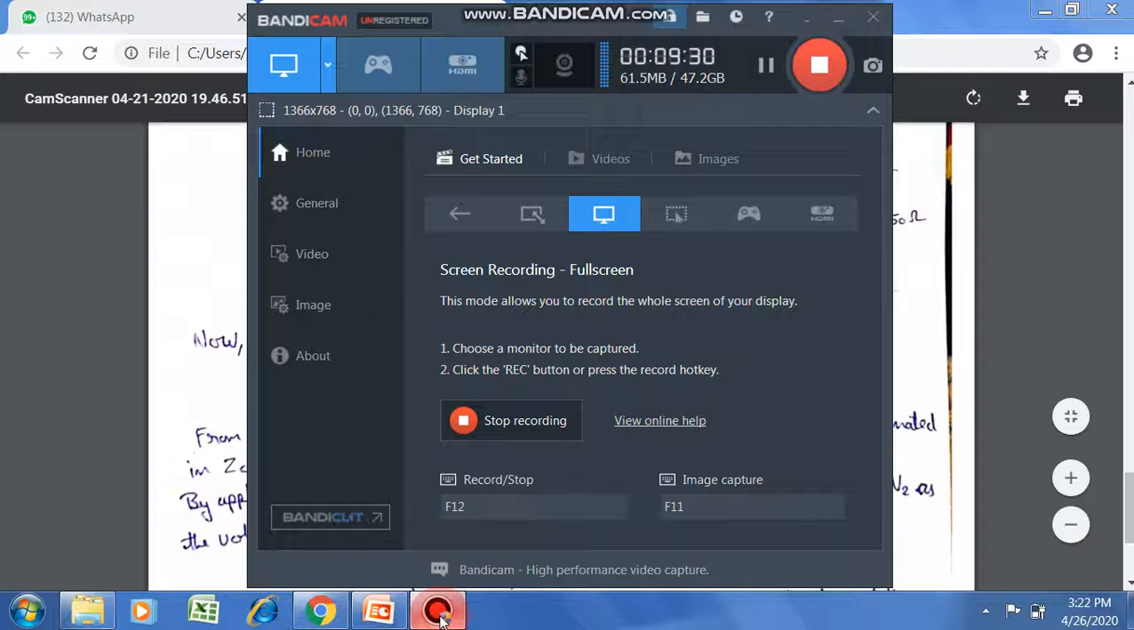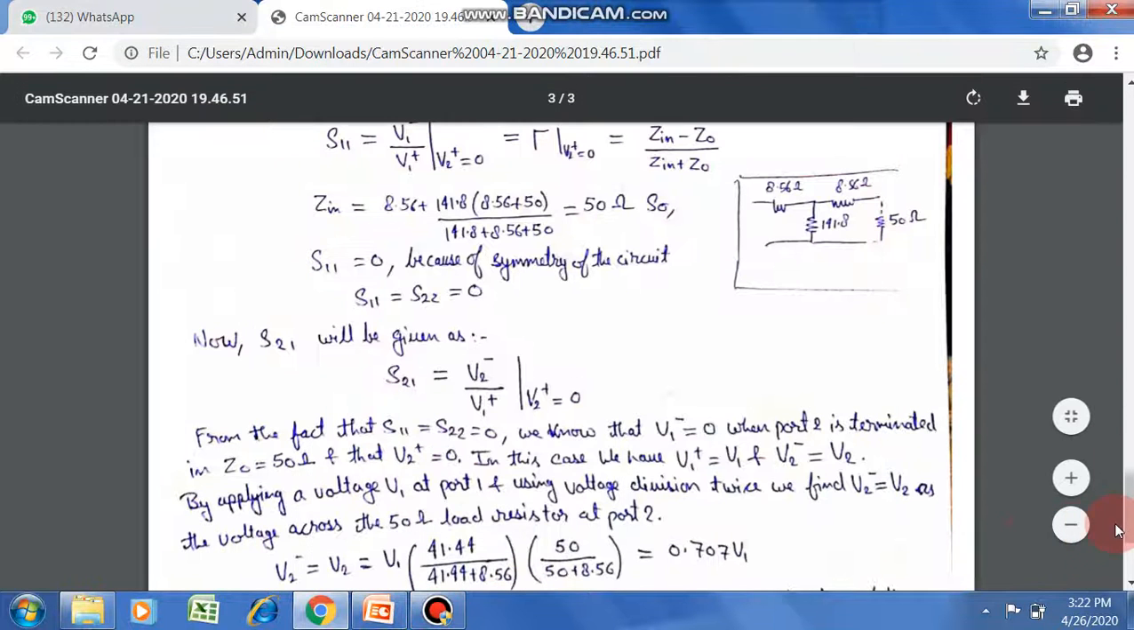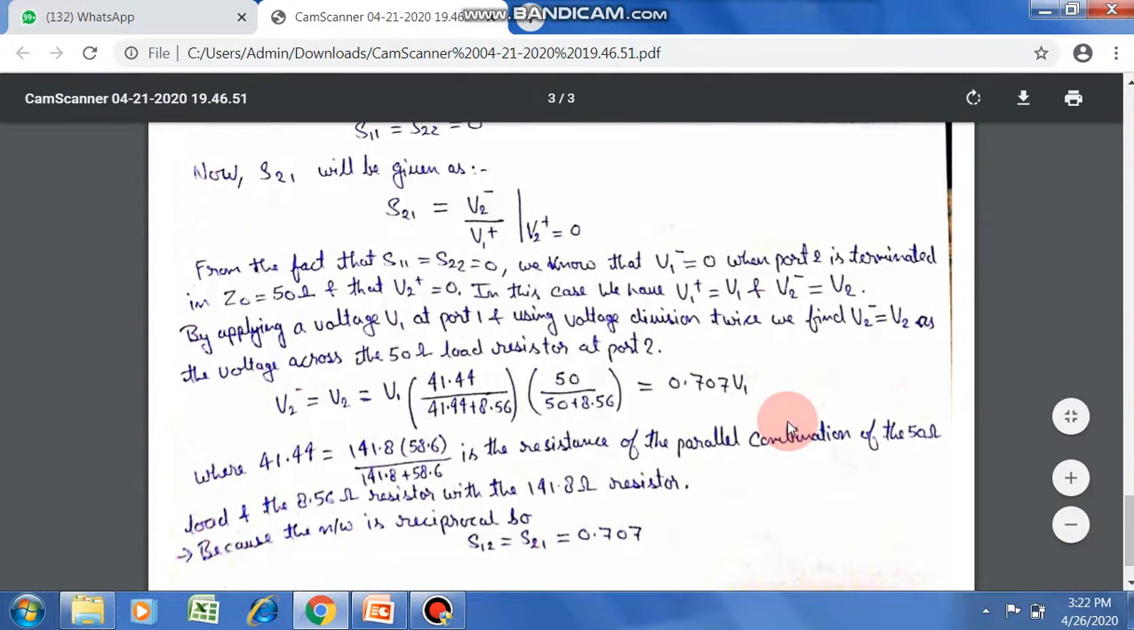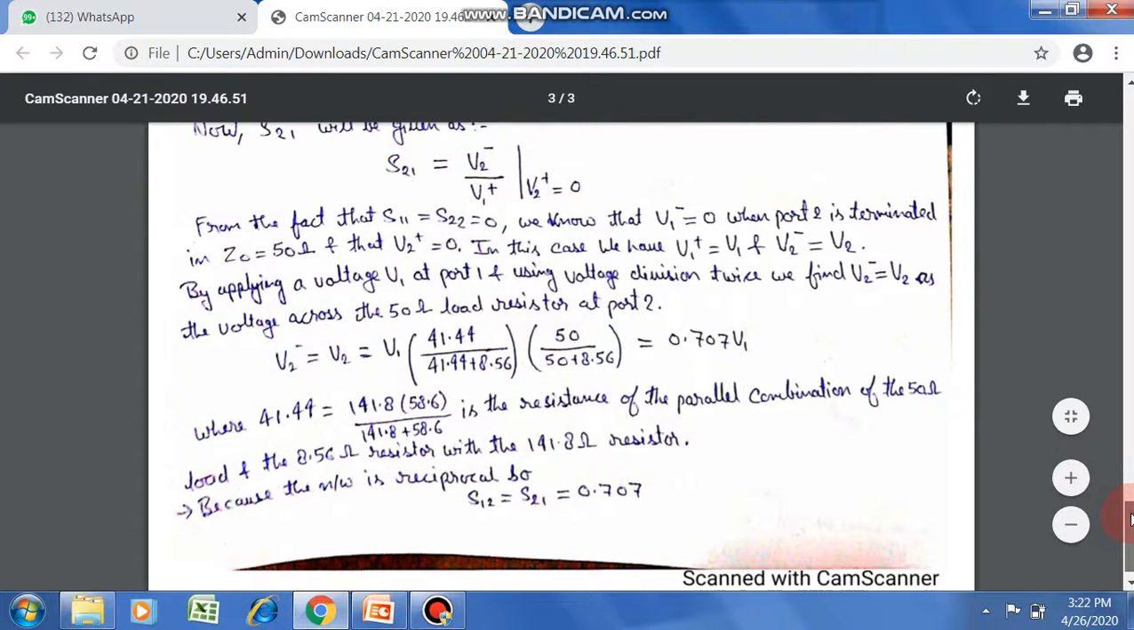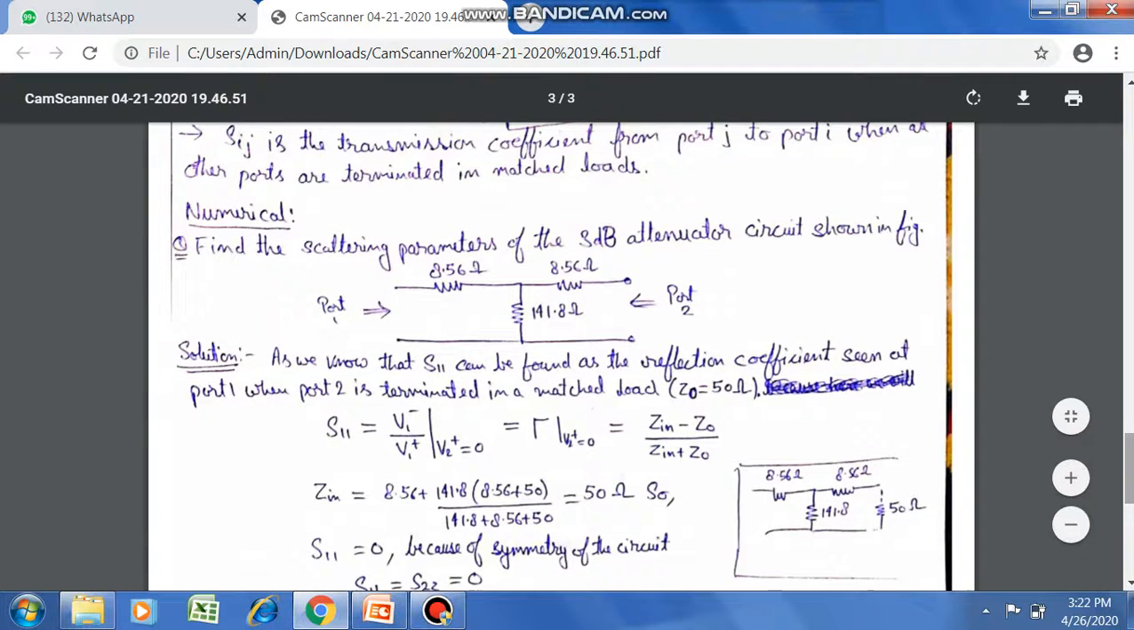Similarly, you will find all other parameters. You will apply the voltage divider rule here, so you can find all the other parameters. So this is it. Okay, thank you very much.